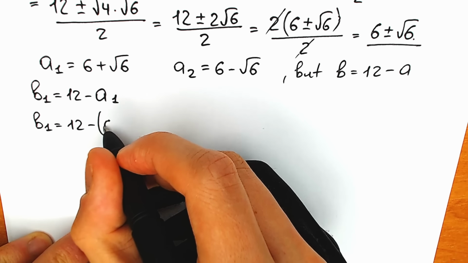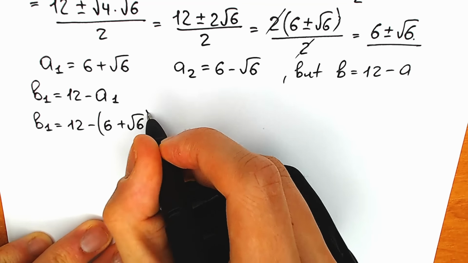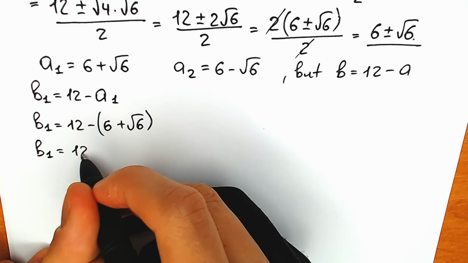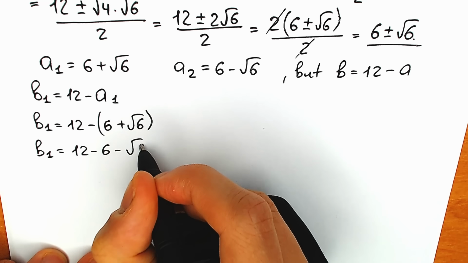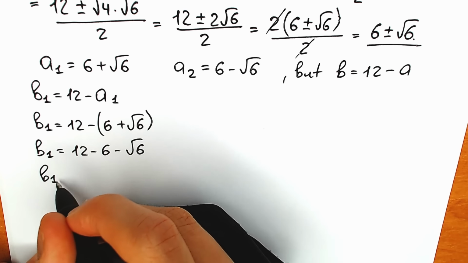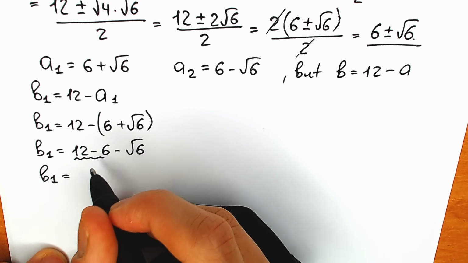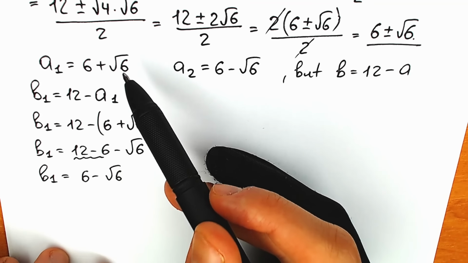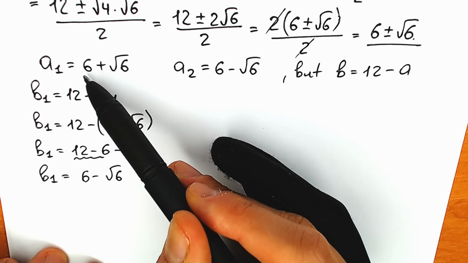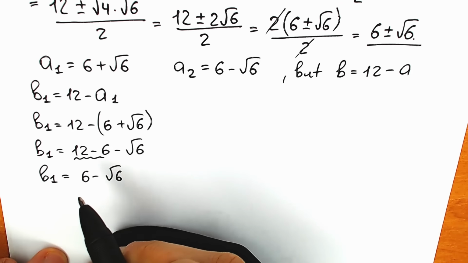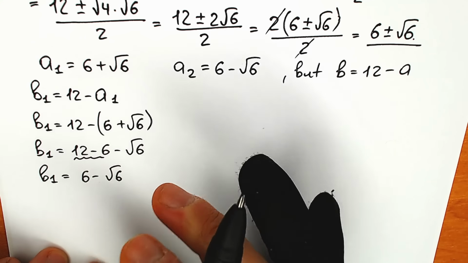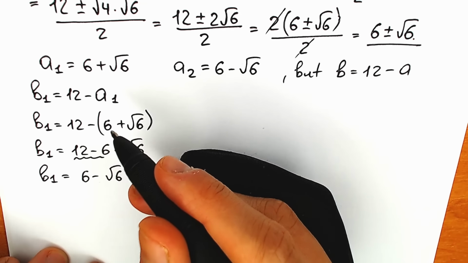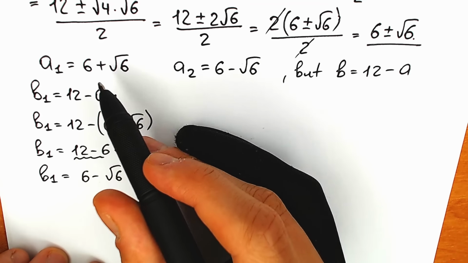A first equals 6 plus square root of 6. So b first equals 12 minus 6 minus square root of 6. From here b first equals 6 minus square root of 6. So we have a really great pair, because a first is 6 plus square root of 6, and b first is 6 minus square root of 6. We can easily see that this pair is absolutely symmetrical about the sign.